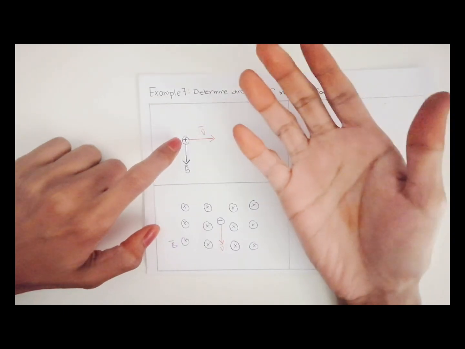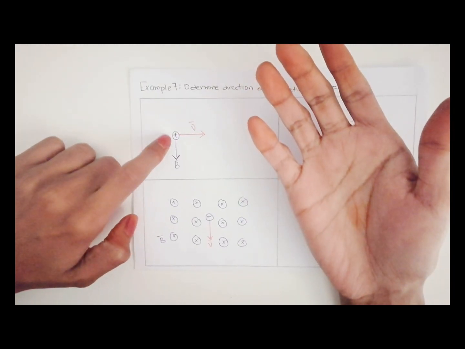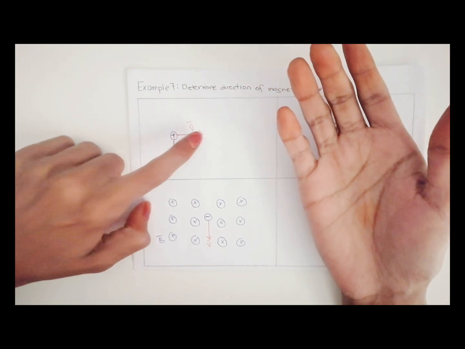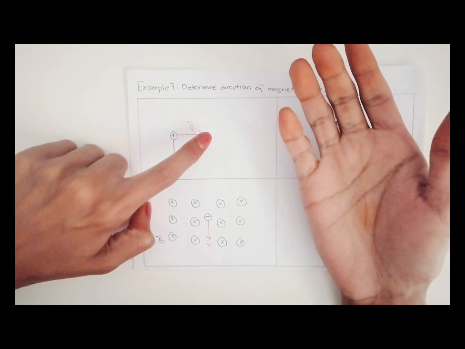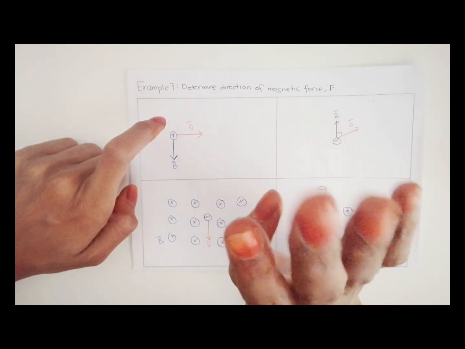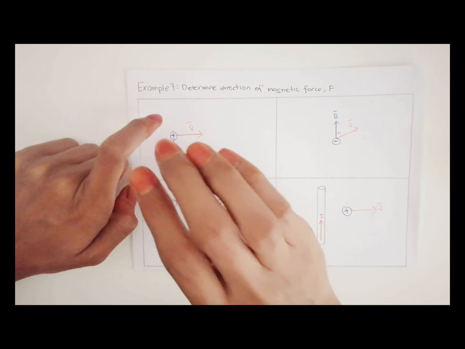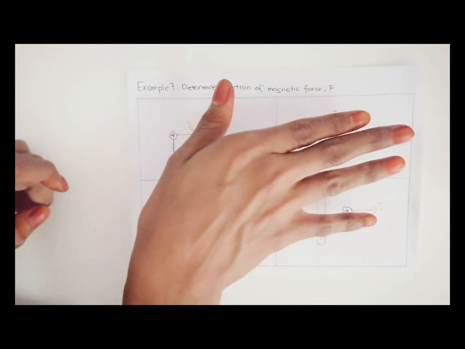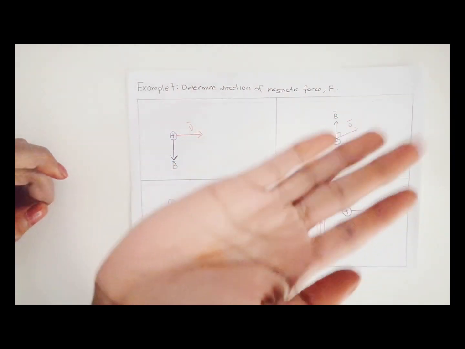Kamu ada charge kamu ini bersifat positif. Okay, it's a positive charge, and you have your velocity to the right. Okay, velocity kamu ke kanan. So apa yang kamu kena buat sekarang adalah ambil semua fingers kamu ni, keempat-empat fingers ni, point to the right direction. So awak pun pastikan dia point to the right direction. So sekarang dia tengah pandang ke kanan.